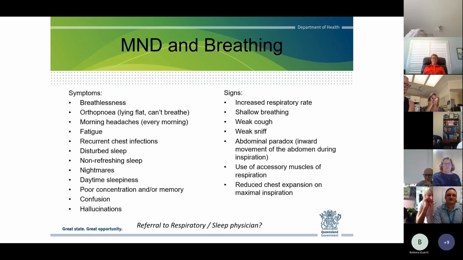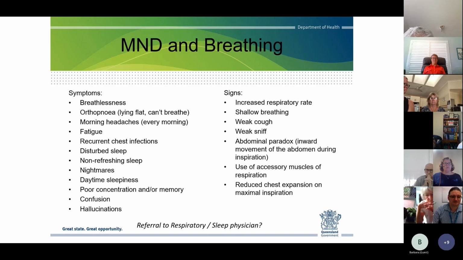So in basics, if you just can't fill your chest up like you normally used to, and you don't see much of an expansion of your chest, but this is all stuff that we can pick up in clinic. The main things I'd like you to take away are breathlessness, orthopnea, so lying flat and can't breathe, and morning headaches. Those are my main three that I go for.